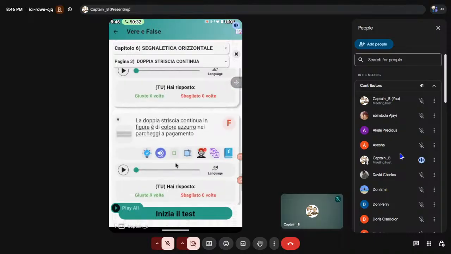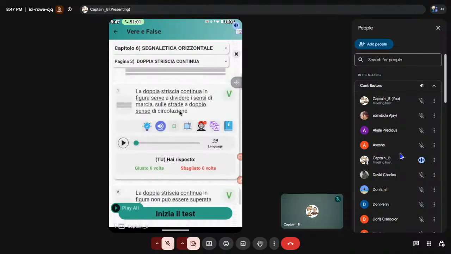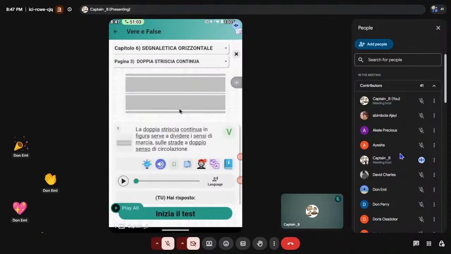So the falso is the opposite side of the vero. I taught you this because this one said la doppia striscia continua in figura puÃ² essere superata. You see? And I just taught you that you can't overpass it. But the falso said you can overpass it. And it's a lie. It's falso. So this is what they do. They will twist the right one so that you can be confused. But me, I've already taught you the good one. So it's the good one you will be looking out for. Okay? Good. So if you have any question, raise up your hand and ask me.